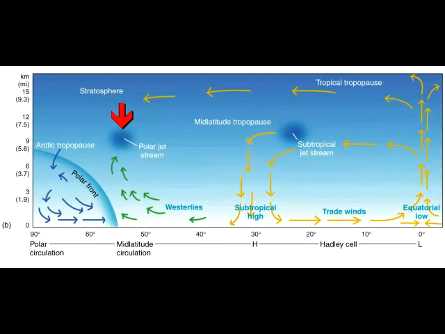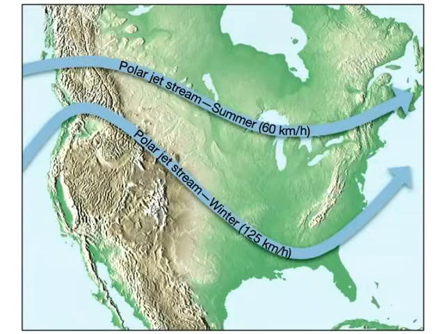The polar jet stream is located above the polar front. The polar front is the region where warm air masses from the lower latitudes collide with cold Arctic air masses. The subtropical jet stream is located above the Hadley cell in the subtropical region. Winds in the jet stream are about twice as strong in winter as in summer.